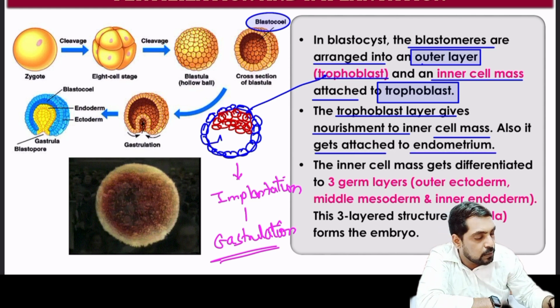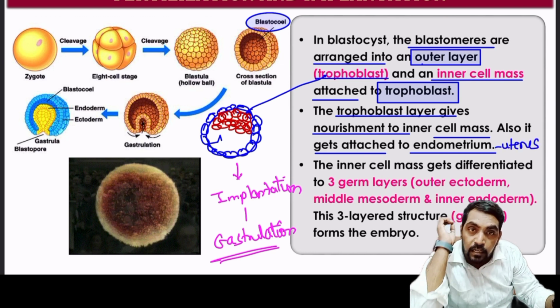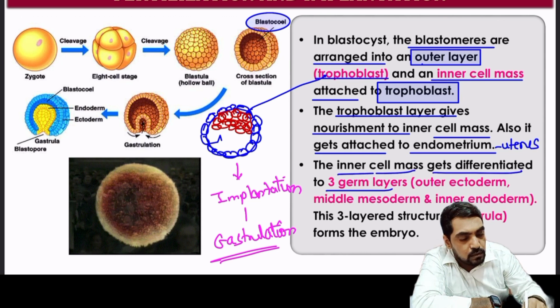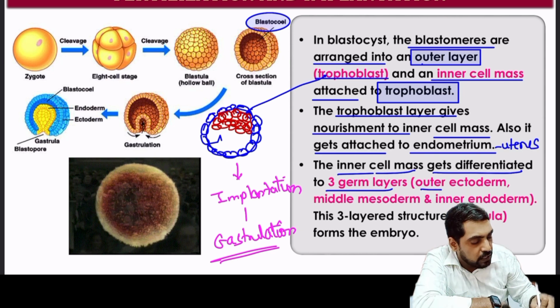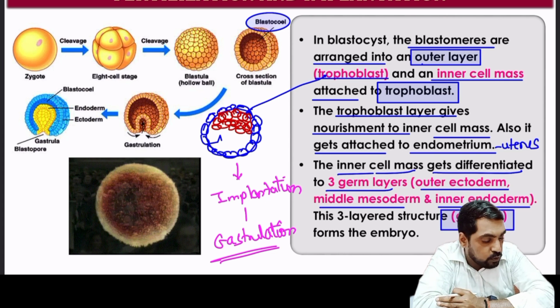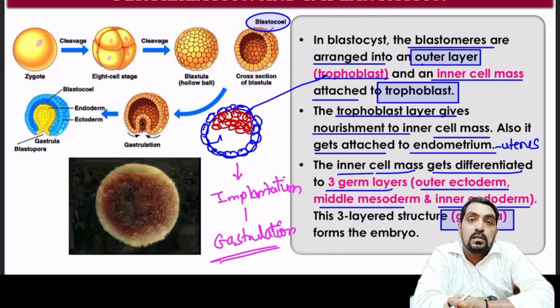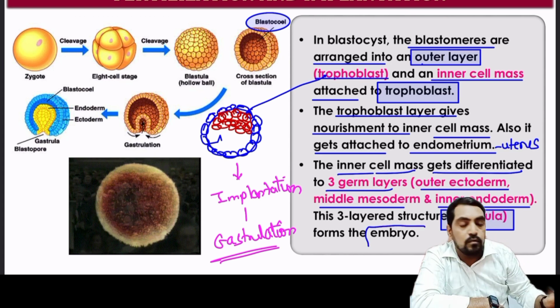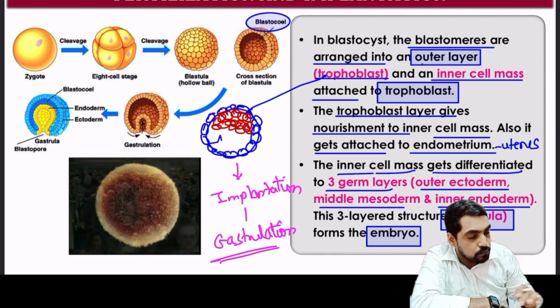Now what is endometrium? You can say it is the inner lining of the uterus. Endometrium is the site for implantation. The inner cell mass gets differentiated to form 3 germ layers. What are those 3 germ layers? Outer ectoderm, middle mesoderm and inner endoderm. This 3 germ layer formation process is called gastrulation, and the formation is gastrula. And this gastrulation leads to the formation of embryo.